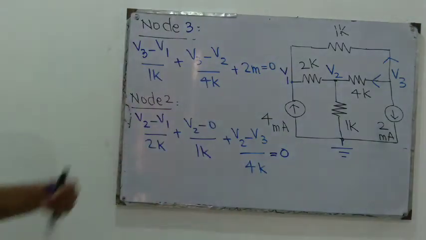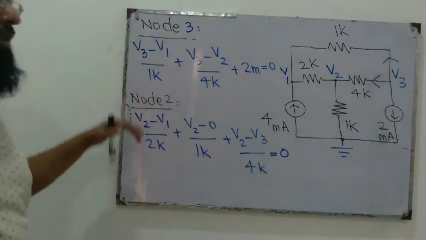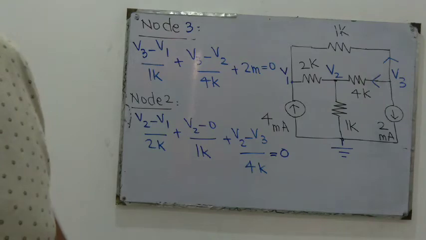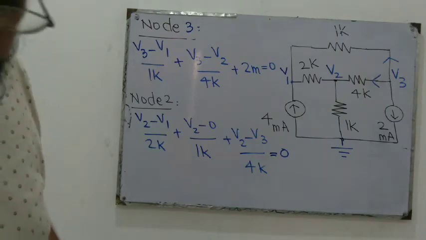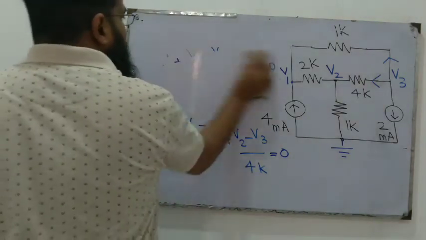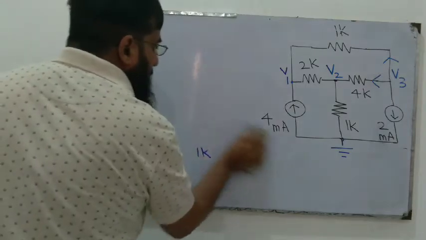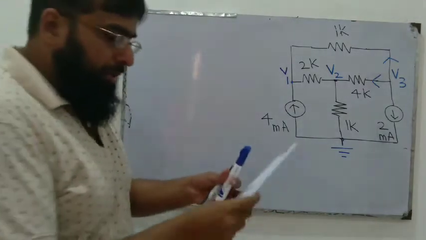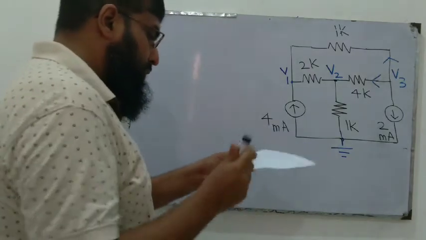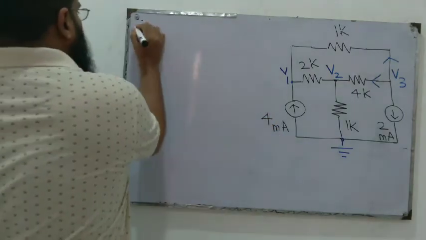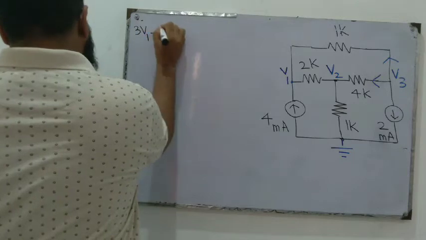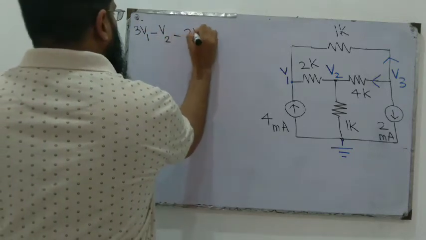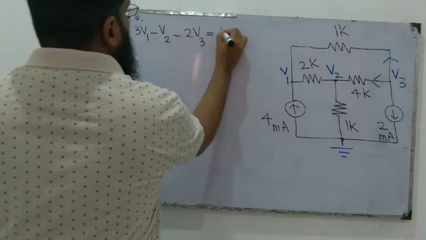Now we have three nodes and three equations, with three variables. We can solve them simultaneously. I have done some rearrangement in the equations to give them a good shape, and finally we come up with these three equations. 3V1 minus V2 minus 2V3 is equal to 8.